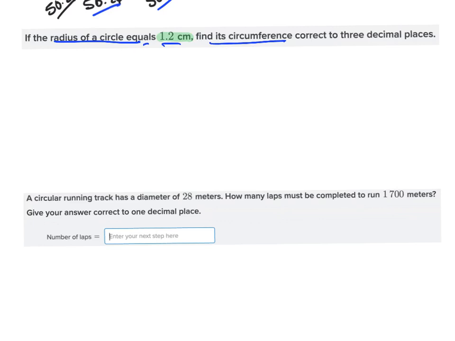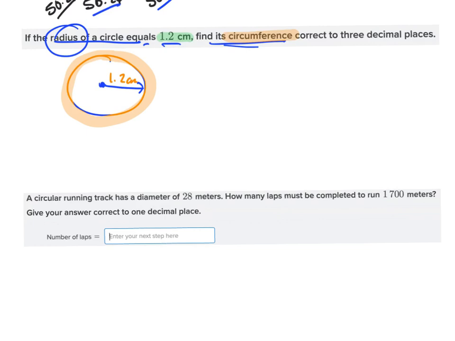We've got to determine first of all what we are trying to find, and then did they give us the radius or the diameter? So they're giving us a circle and they're saying the radius from the middle out is 1.2 centimeters. And we want to find the measure around because that's the circumference. It's just like we're going to wrap a string around it. How long does the string have to be?